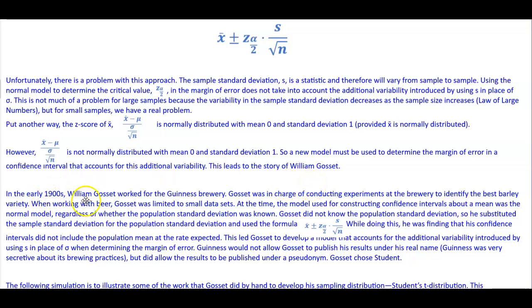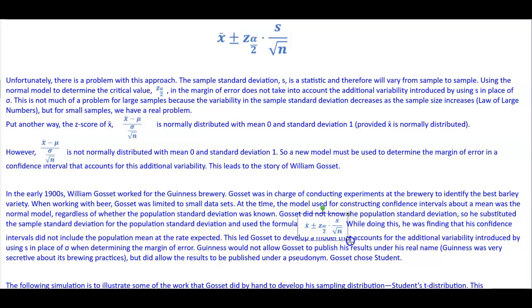In the early 1900s, William Gossett worked for the Guinness Brewery. Gossett was in charge of conducting experiments at the brewery to identify the best barley variety. When working with beer, Gossett was limited to small data sets. At the time, the model used for constructing confidence intervals about a mean was the normal model, regardless of whether the population standard deviation was known. Gossett did not know the population standard deviation, so he substituted the sample standard deviation for the population standard deviation and used the following formula. While doing this, he was finding that his confidence intervals did not include the population mean at the rate expected.